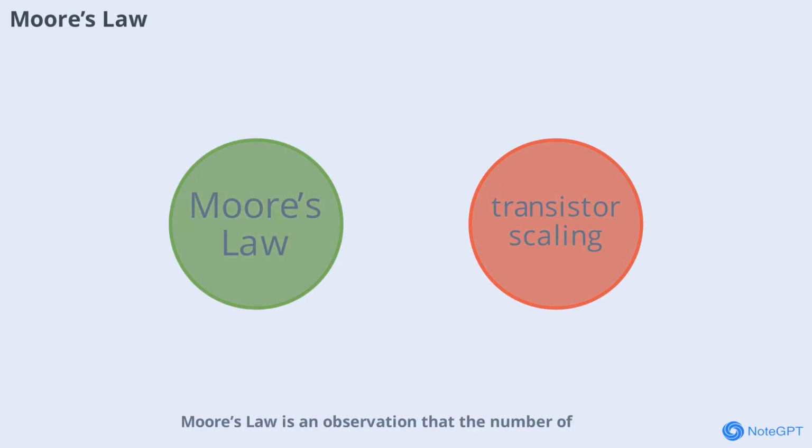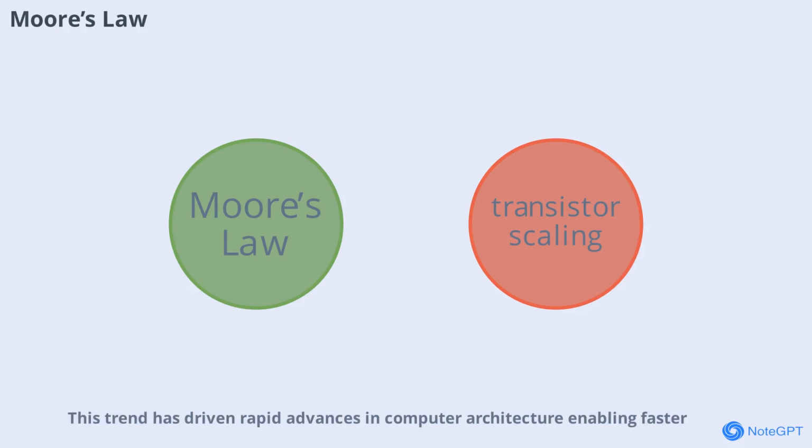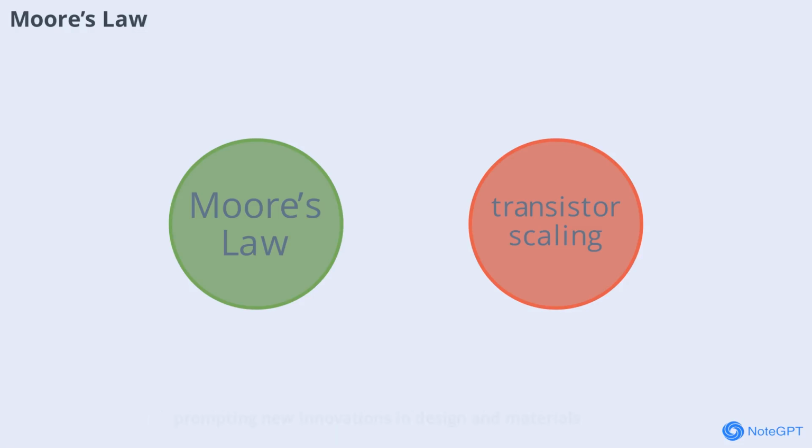Moore's law is an observation that the number of transistors on a chip doubles roughly every 2 years, leading to exponential growth in computing power. This trend has driven rapid advances in computer architecture, enabling faster, smaller, and more affordable devices. However, physical limits are making it harder to maintain this pace, prompting new innovations in design and materials.